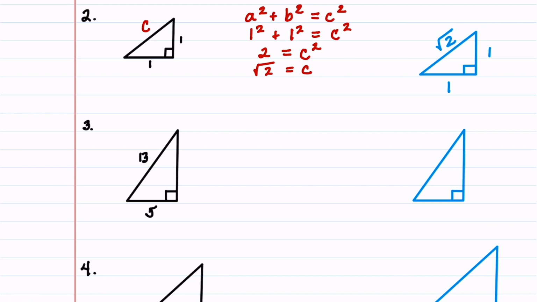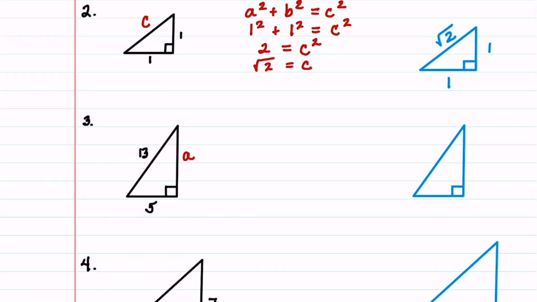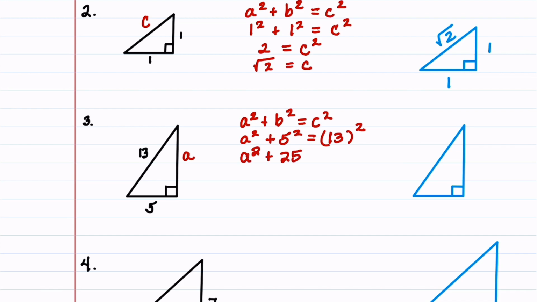For example 3, we're going to label our unknown side as a. We'll write down the Pythagorean Theorem. a squared plus b squared is equal to c squared. I always tell students, if you do enough example problems, you pretty much memorize the formula just by doing the example problems. So our a squared is our unknown. Our b is 5, so that gives us a 5 squared. And our c is 13, so that gives us 13 squared. So we have a squared plus 25. 13 times 13 is 169.